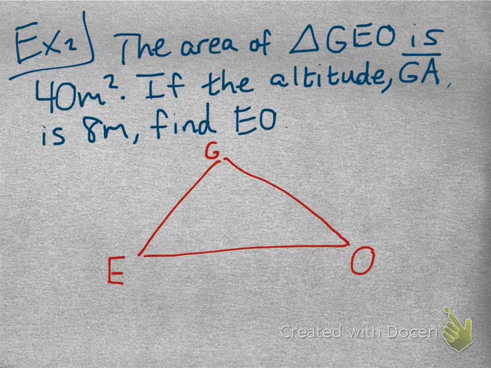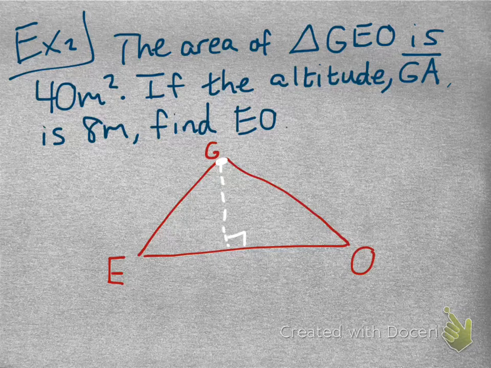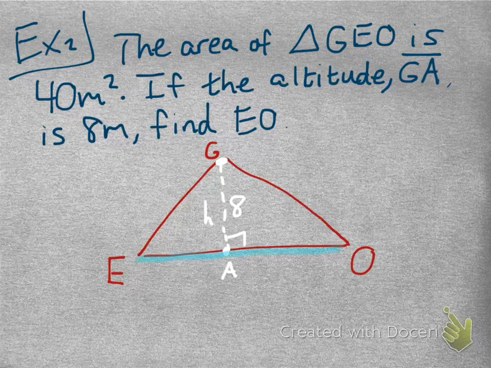So let's draw that. We have G here. We need to draw the altitude from G, meaning going straight down, meaning it's going to meet at 90 degrees. So this here is point A. This is the altitude, or the height, of our triangle because it meets at 90 degrees, and this is 8. Since that's the height of the triangle, then this other side length, EO, must be the base.